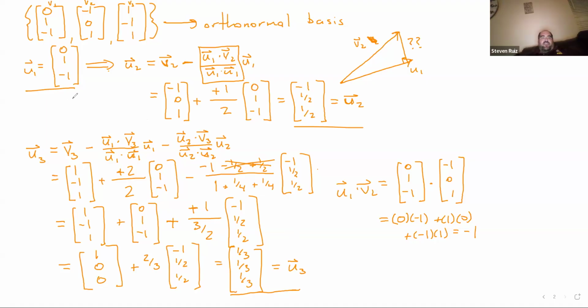So I have U1, U2, and U3. I replaced the V1, V2, V3 basis with this new basis. Well, partly. The first one I just kept as is. So 0, 1, -1. Then my new vector 2 is -1, 1/2, 1/2. My new third vector is 1/3, 1/3, 1/3.